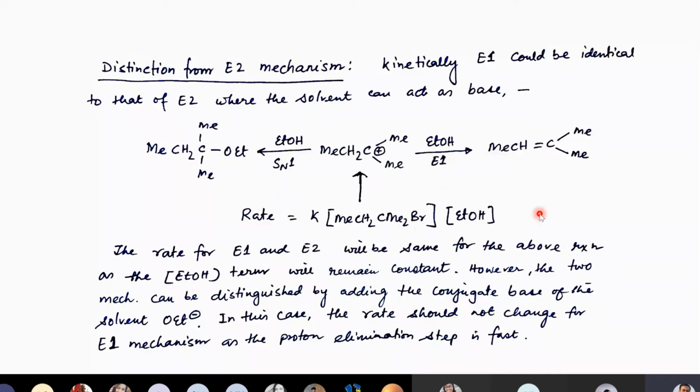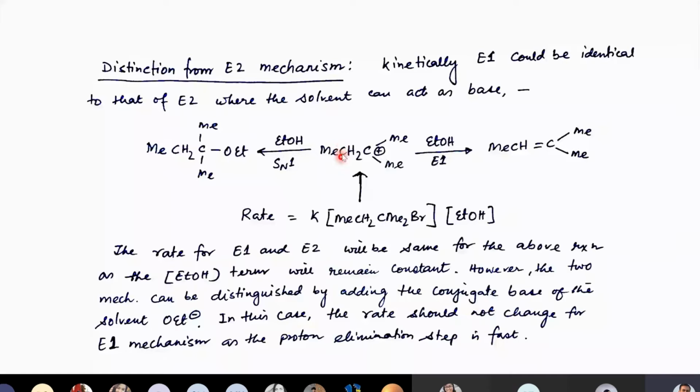That equation would not tell you whether this reaction is going via E1 or E2. Then how do you decide, how do you claim that this is an E1 mechanism and not an E2 mechanism? Okay, so these two can be distinguished if we add the conjugate base like OH minus. So in ethanol, if we add OH minus, now ethanol is a very weak base. It cannot take this proton very efficiently. But if we add OH minus, this OH minus can pick up this proton very efficiently.